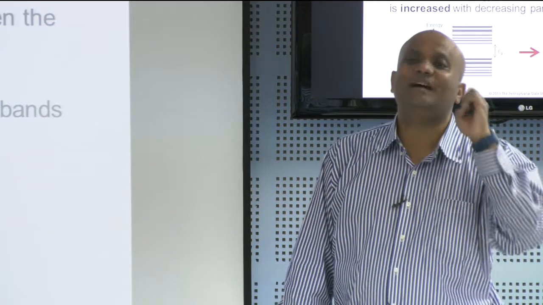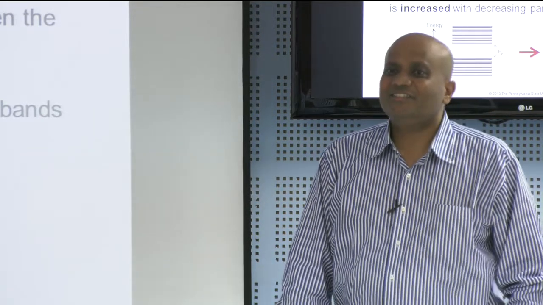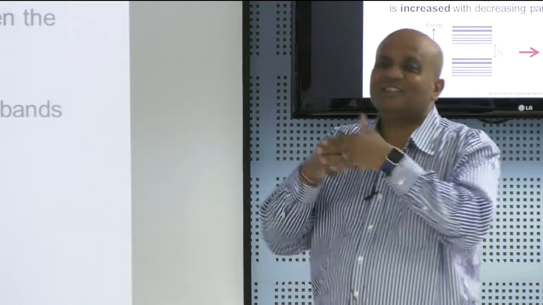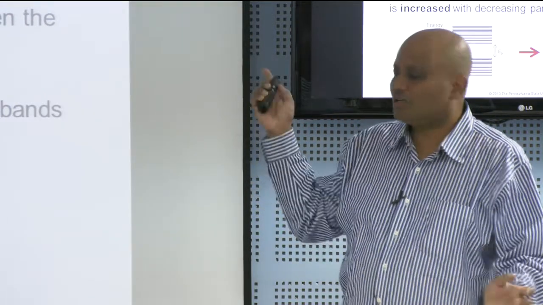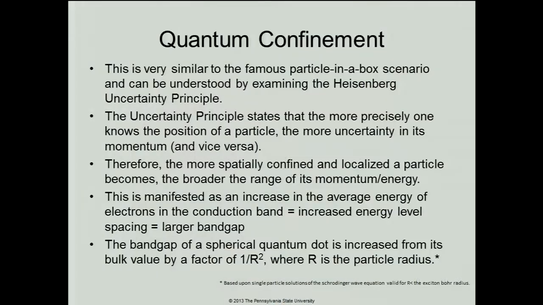It is known as a zero band gap semiconductor. So, graphene is a semiconductor, but it does not have an energy gap. We will talk about that later. This is what we call the very famous particle in a box, which is what we just talked about, the uncertainty principle.